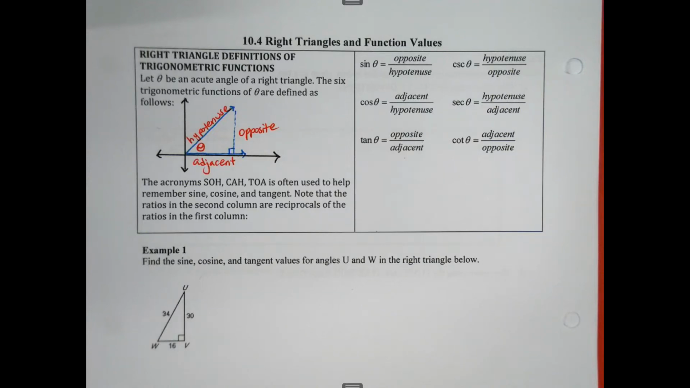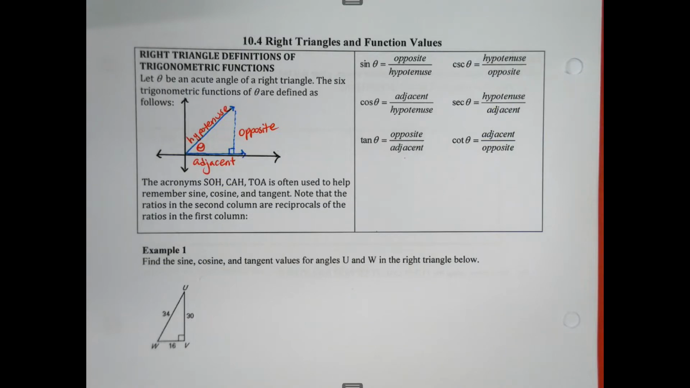Section 10.4 is going to look at right triangles and function values. Right triangle definitions of trigonometric functions. If we let theta be an acute angle of a right triangle, the 6 trigonometric functions of theta are defined as follows. Sine of theta is opposite over hypotenuse.